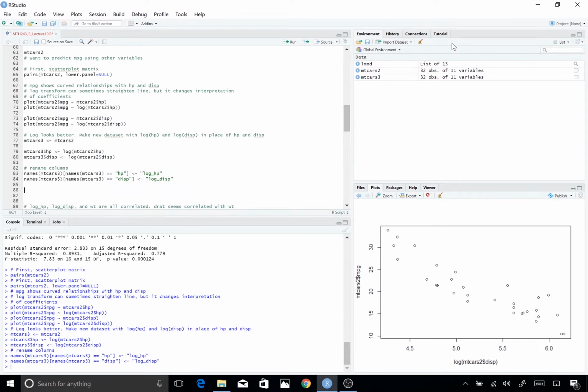In multiple linear regression, Y tilde dot means fit the saturated model. Use every other variable in the data. I'm going to do that with both data sets.